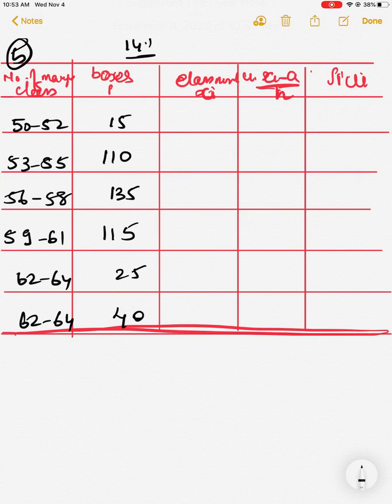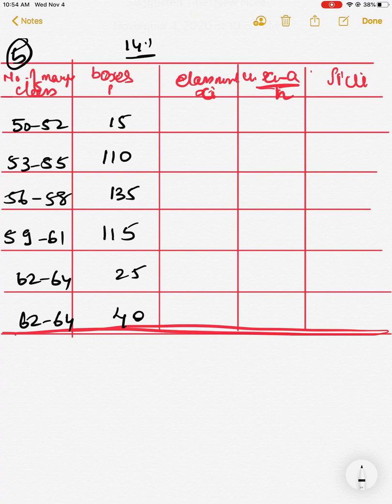This is 14.1 exercise 5th problem. In a retail market, fruit vendors were selling mangoes kept in packing boxes. These boxes contain varying numbers of mangoes. The following was the distribution of mangoes according to the number of boxes.